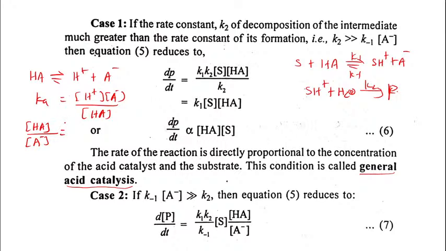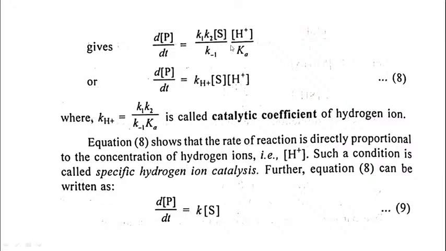It is equal to, okay, so K should be here the concentration of the hydrogen ion divided by the dissociation constant Ka. So we can substitute this ratio by this term, concentration of the hydrogen ion divided by Ka. Okay, so equation 7 can be written in this way.